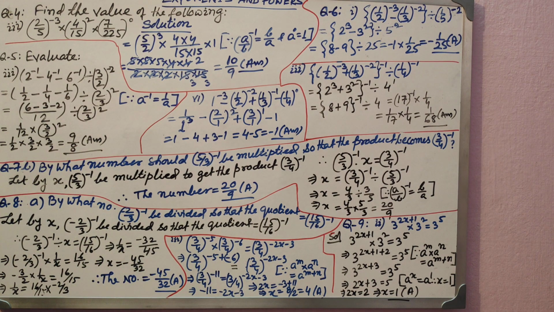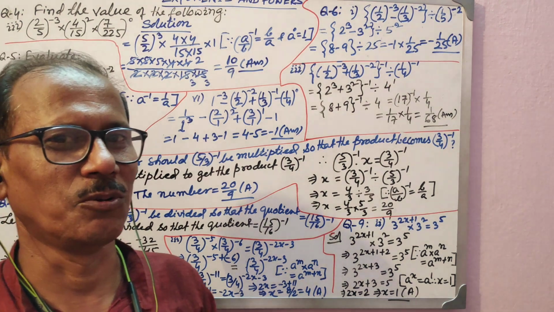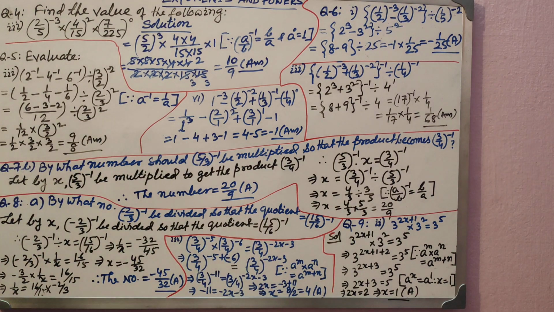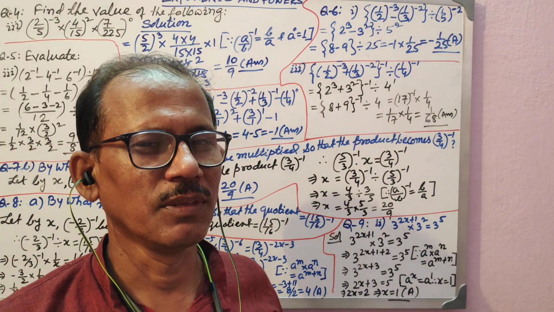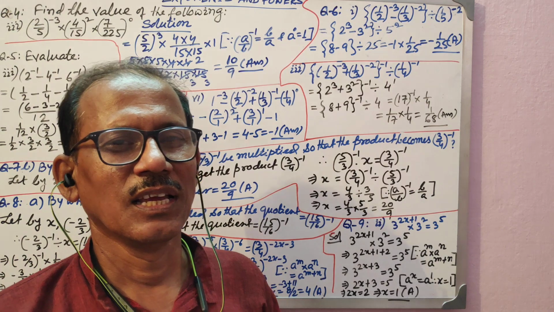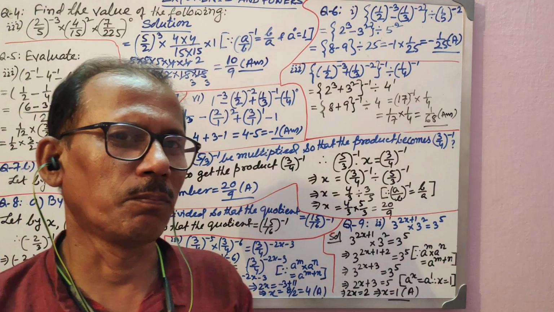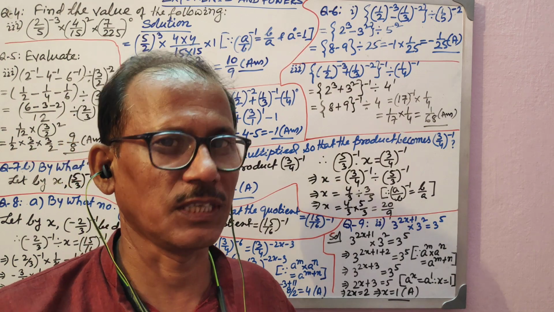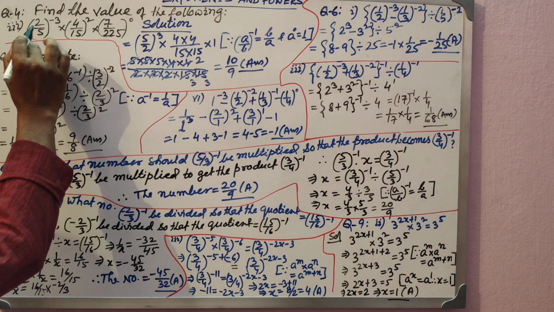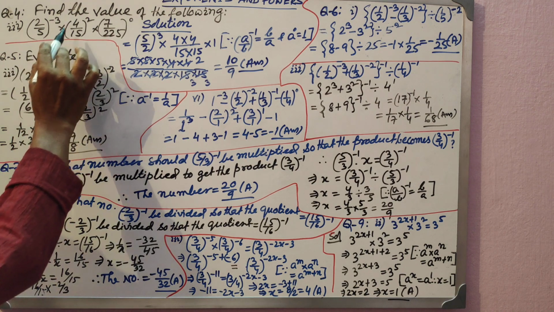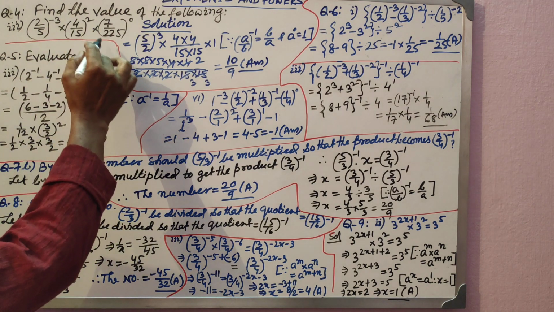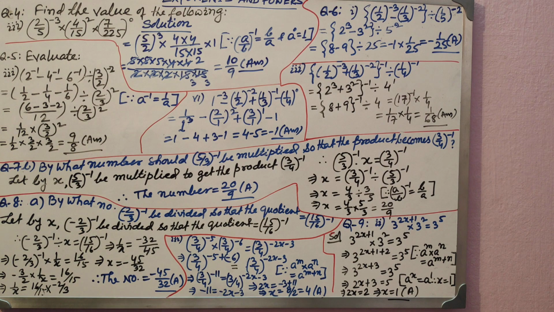See, question number 4 says to find the value. You need to find a numerical value of all those indices sums. So what you need to do: here it is given 2 by 5 to the power minus 3. I have said to you time and again that any time the power is minus, you need to make the base reciprocal so that the power becomes plus. So your target should be to make the indices of positive power. So 2 by 5 to the power minus 3, into 4 by 15 squared, and then 7 by 225 whole to the power 0.